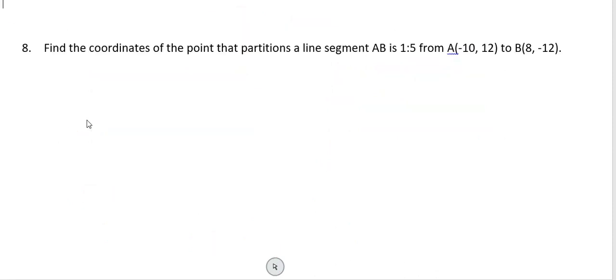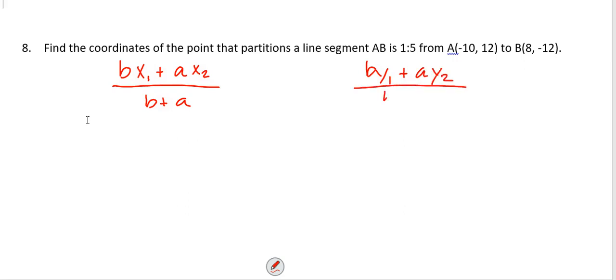Last problem, number 8, says find the coordinates of the point that partitions a line segment AB that is 1/5 from A to B. Okay, so on this one, we're going to use the formula B times x1 plus A times x2 over B plus A. That's going to be our x value of our point for our partitioned line segment. And then over here, we're going to have B times y1 plus A times y2 over again B plus A.